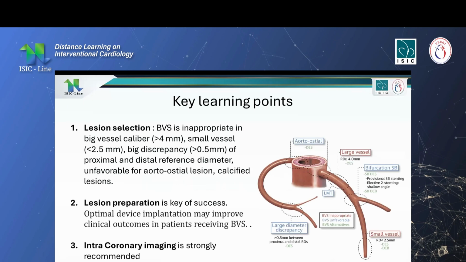Regarding lesion selection, as Prof. Yuxiang mentioned earlier, BVS is inappropriate in big vessel caliber, small vessel caliber, big discrepancy of proximal and distal reference diameter, as well as unfavorable for ostial lesions and calcified lesions. Lesion preparation is key to success. Optimizing the device implantation may improve the clinical outcomes in patients receiving BVS. And lastly, intracoronary imaging is not mandatory, but very strongly recommended.